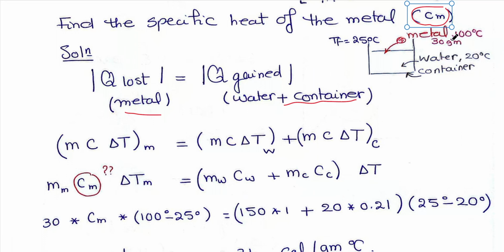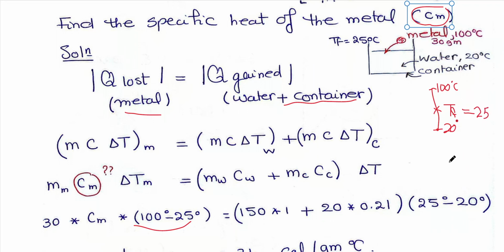Now we have metal at 100 degrees. Water and container is another body at 20 degrees. They will meet at final temperature, which is between 100 and 20. This is the final temperature. So for the metal, the bigger number is 100 and T final is less than 100. So put 100 minus 25, which is the T final. T final here is given 25 degrees.